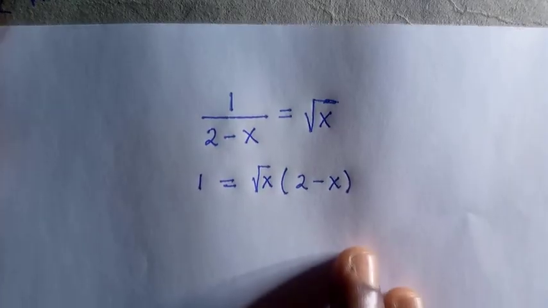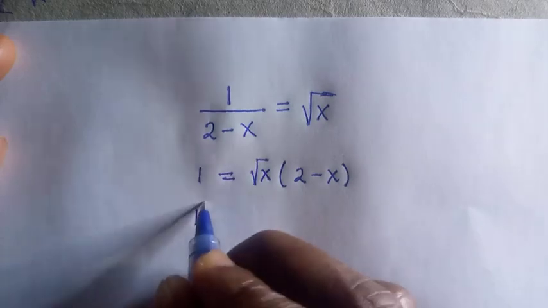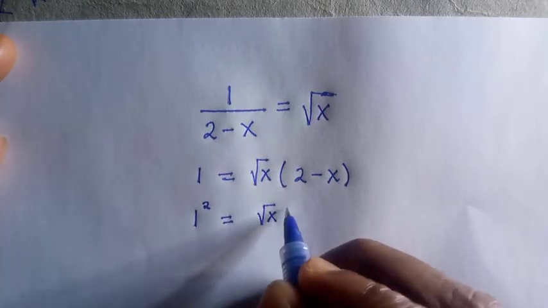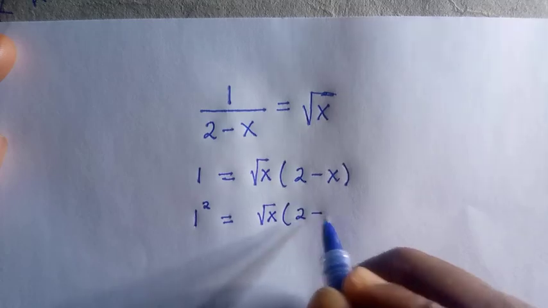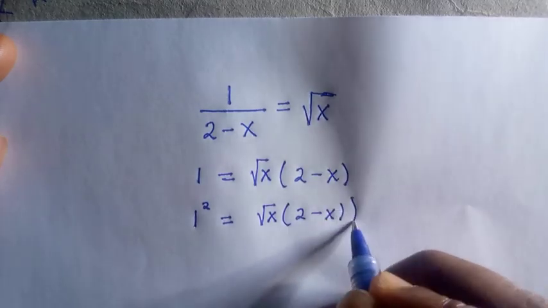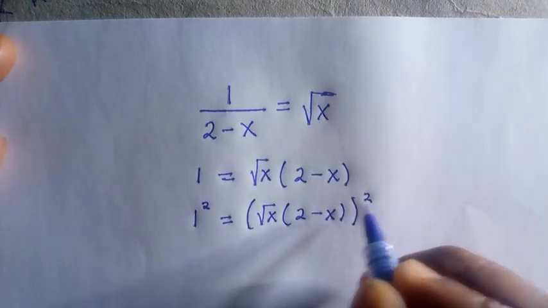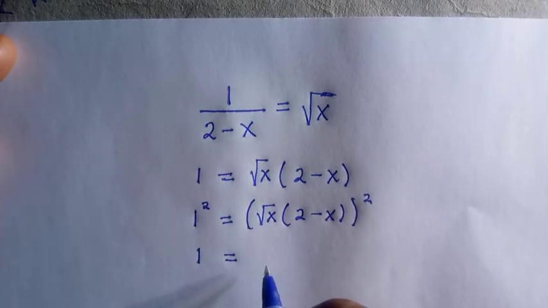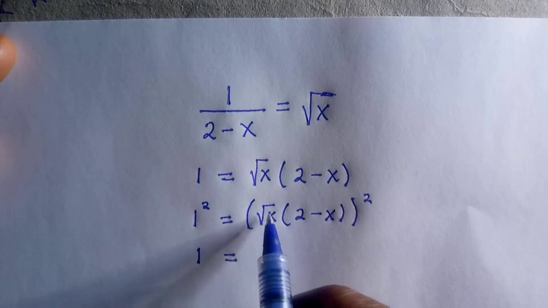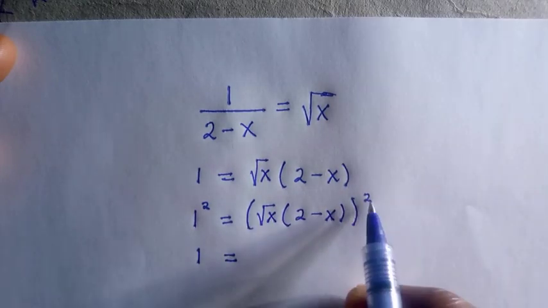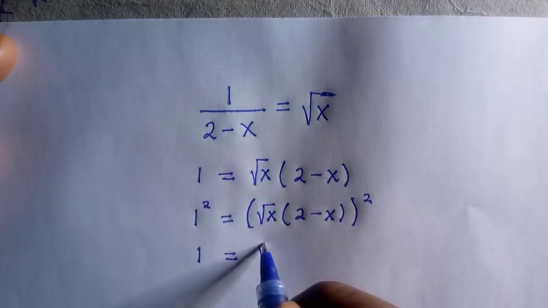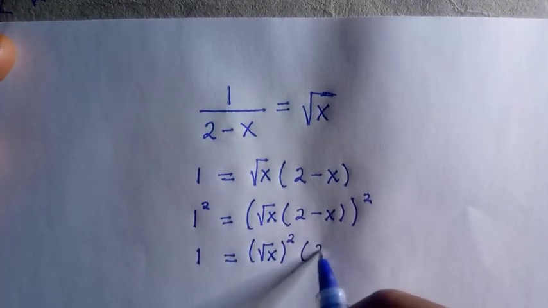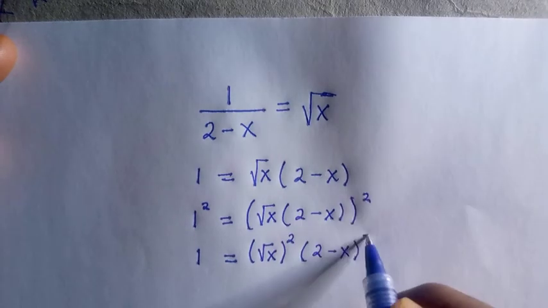Then we take the square of both sides. We have 1 squared equals the square root of x times (2 minus x), all raised to the power of 2. So we have 1 squared, which is still 1, equals the root of x raised to the power of 2, and similarly 2 minus x also raised to the power of 2.